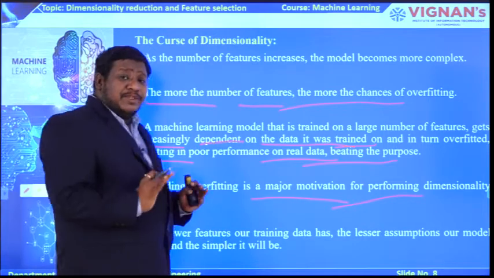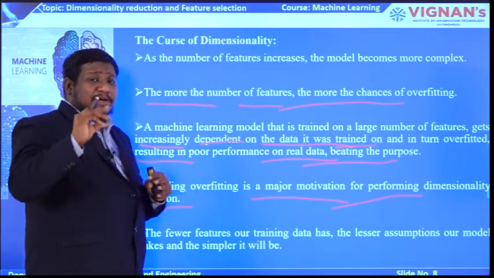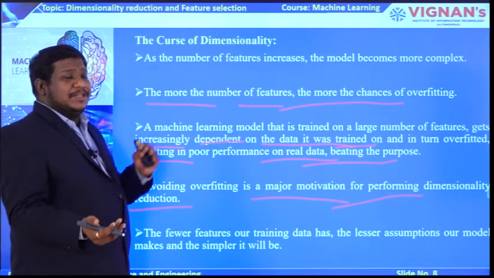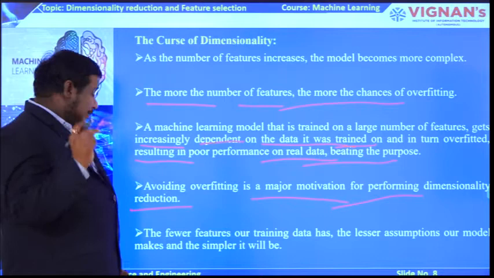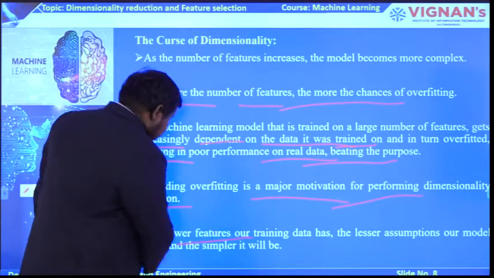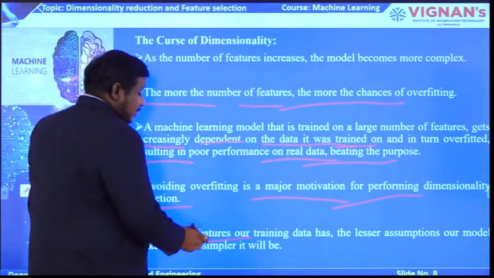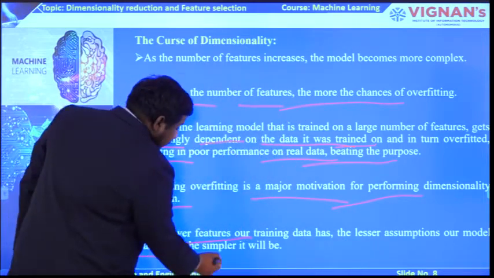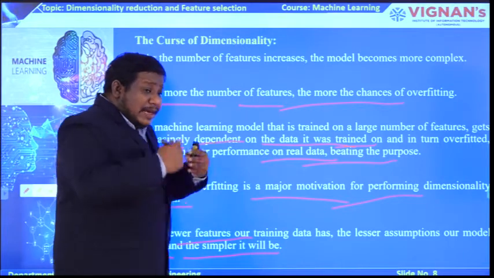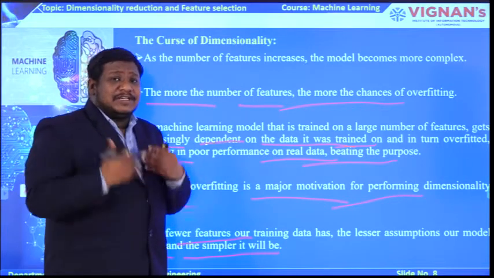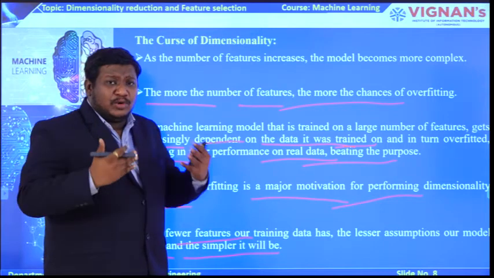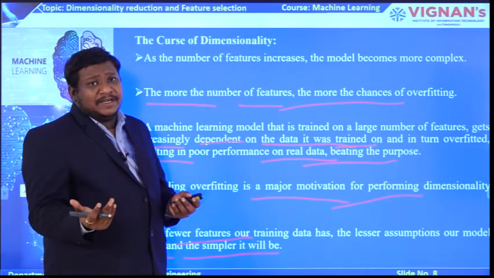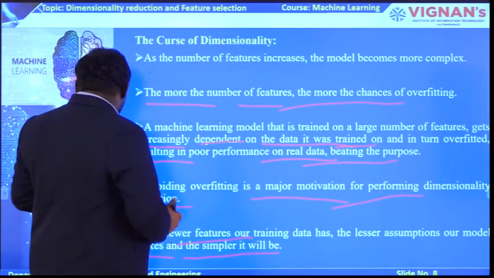So that is another important reason why we need to go for dimensionality reduction: avoiding overfitting. The fewer features our training data has, the fewer assumptions our model makes and the simpler it will be. So when there are fewer features, the assumptions made by the model will be few, and with that you can get more accurate results. That is the conclusion for this curse of dimensionality.